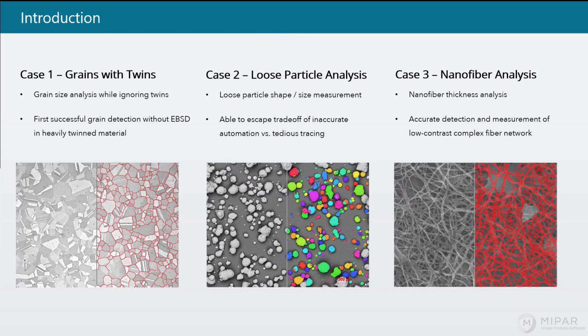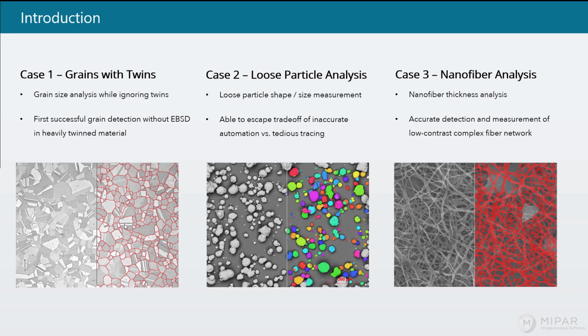Here are the three applications we'll cover today. As I mentioned, not only are they challenging in and of themselves and represent common applications, but each of these cases offers a series of challenges that are seen in many other problems as well. In the grains with twins case, we have to tackle the challenge of identifying grain boundaries, which are often only revealed by the local variation in complex pattern differences.